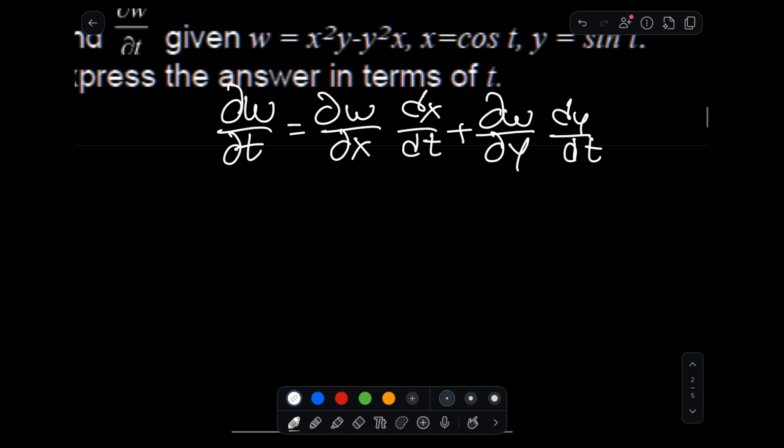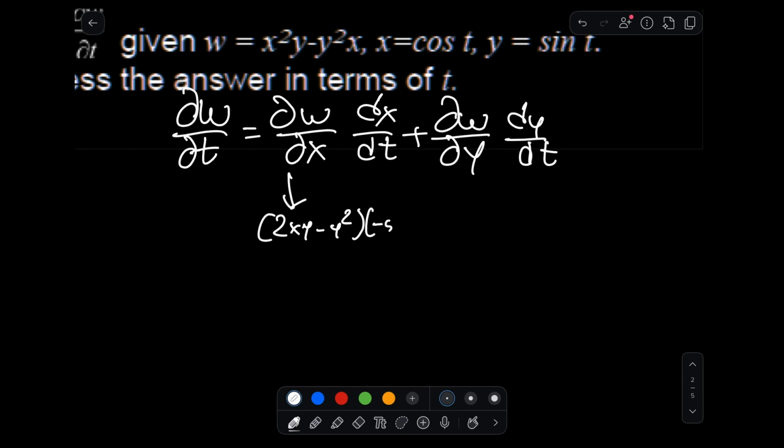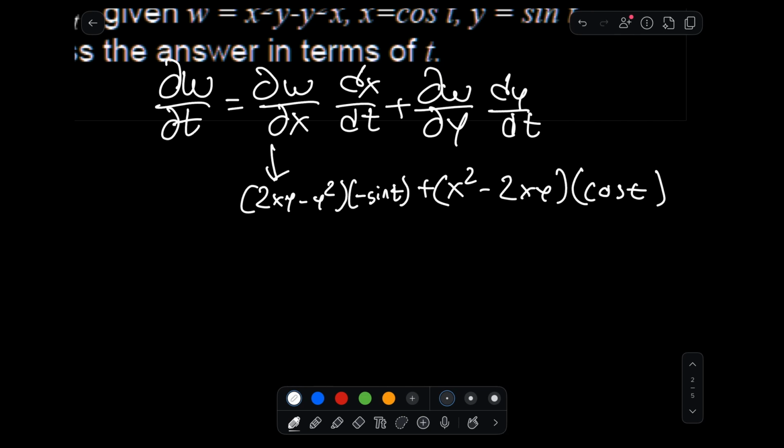So ∂w/∂x is going to be 2xy minus y squared. dx/dt is going to be negative sine of t, plus ∂w/∂y, which is actually going to be x squared minus 2xy, times cosine t. And now we can substitute everything back in.